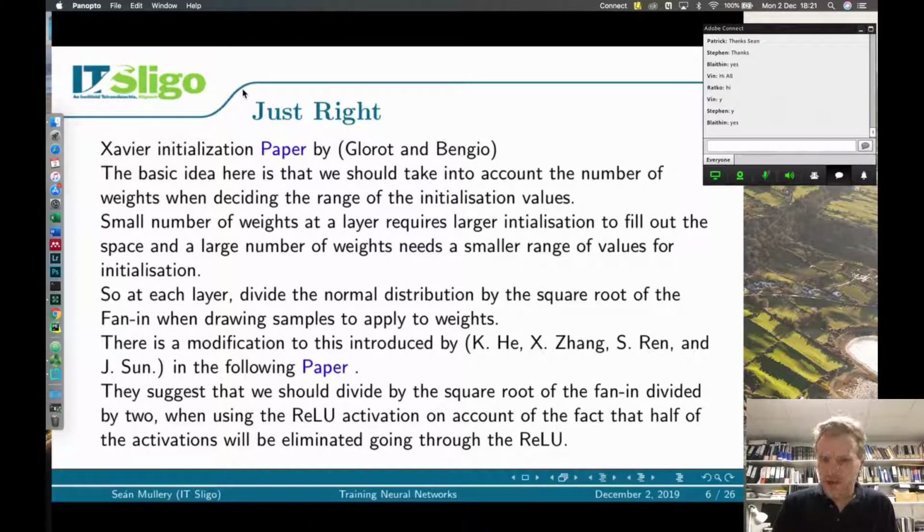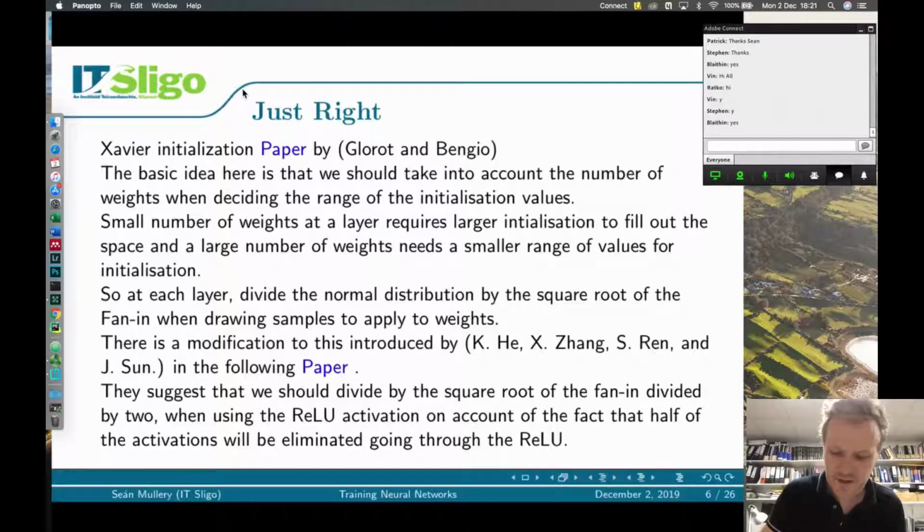There is a modification to this that was introduced by Kaiming He in that paper. I think that was the ResNet paper. There could have been another one, but certainly Kaiming He wrote the ResNet paper. I've linked it there, but I've forgotten which paper it was. The idea here was that they suggest you do a further divide by 2 in terms of the fan-in. So it's very similar to what Glorot is suggesting, just a further division by 2. And this is if you're using the ReLU activation.